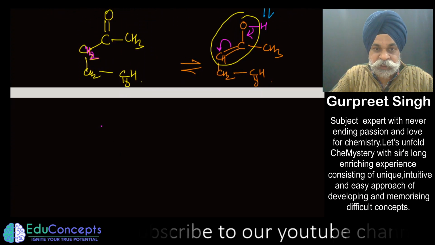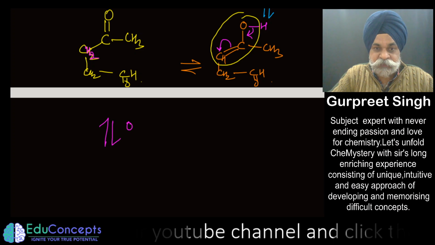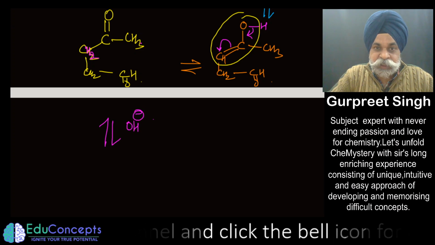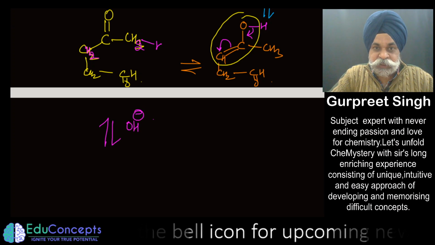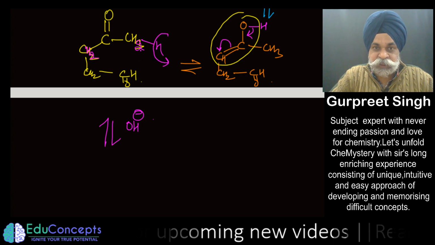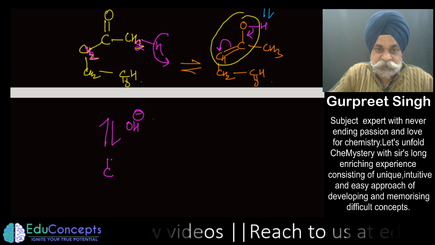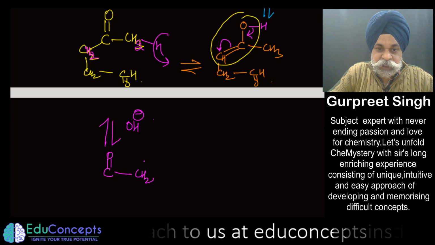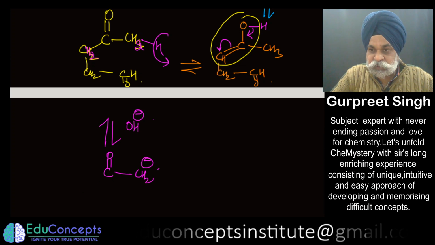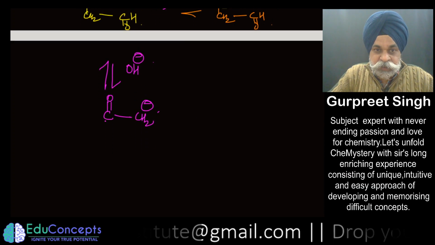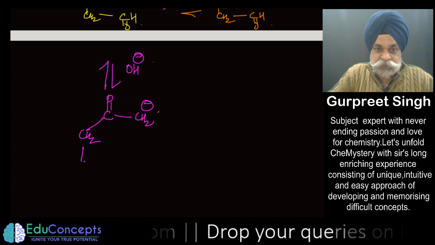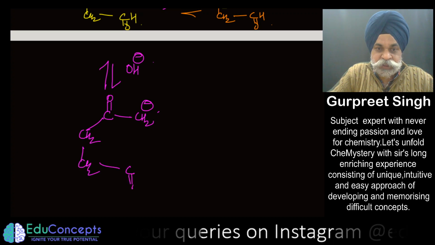So once this has been formed, OH negative can do one thing: it can take out this H positive. If I take out this H positive, you would generate a carbanion here. So this is the carbanion being generated. Now let me show it here. So here comes the CH2, CH2, and this is CHO.